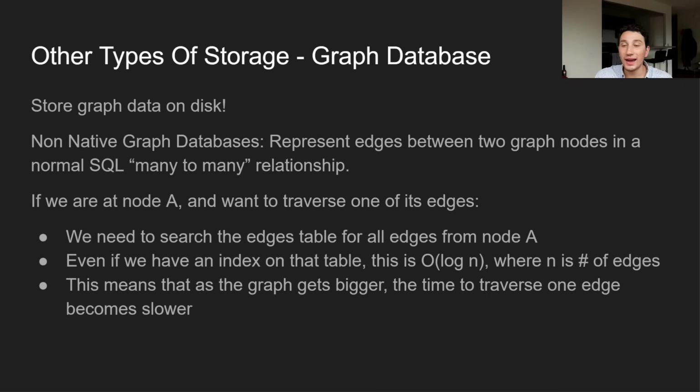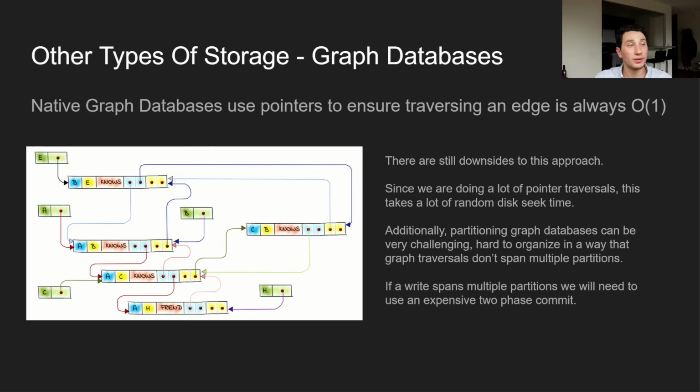The way that you make that read relatively fast is you add an index on that many-to-many table based on the node ID. The problem with that is that as the graph gets bigger, there are going to be more rows in that edges table, which means it's going to take us longer to read from it, because indexes ultimately operate in logarithmic time. So even though it's not a full linear growth in terms of how slow it's getting, it is still getting slower as the graph grows. Sometimes we don't like that, thus leading to native graph databases.